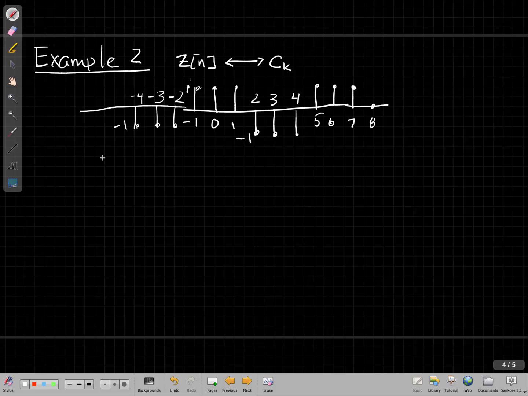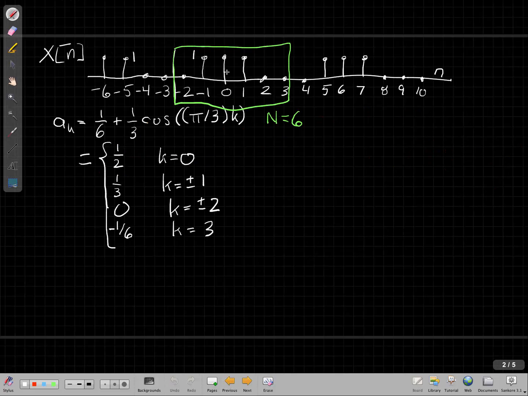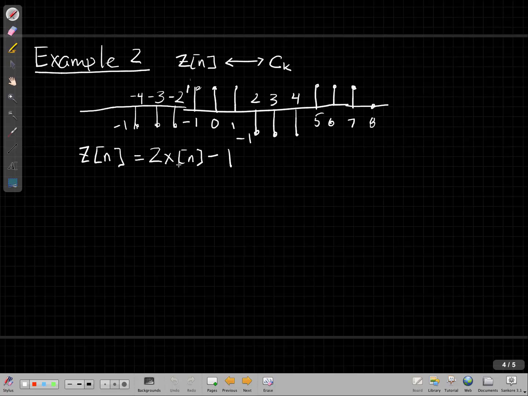So the first one, I can say z of n is equal to 2 times x of n minus 1. If I go back a couple pages, if I take this signal and scale everything up by 2, I'll have a pulse that's 2, then 0, then 2, then 0. If I subtract a DC value of 1 everywhere, it will then be either 1 or minus 1 everywhere. So this equation works.